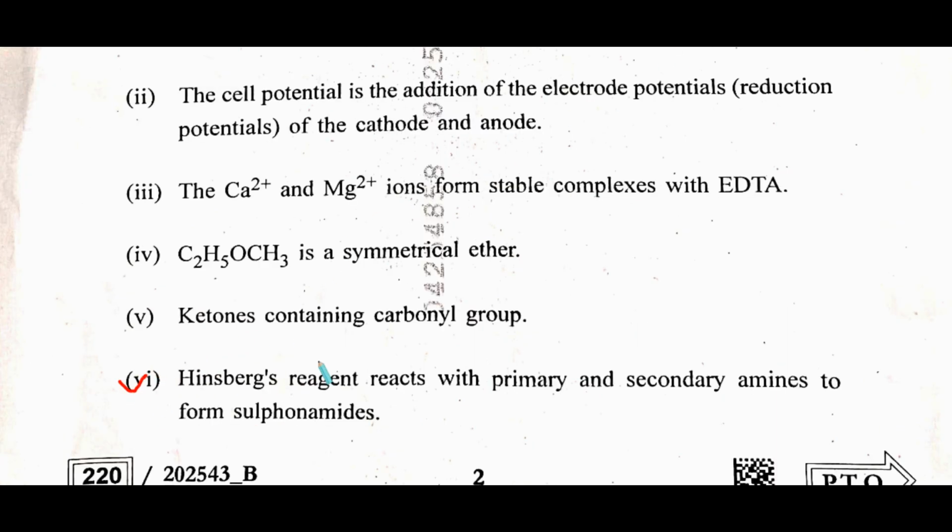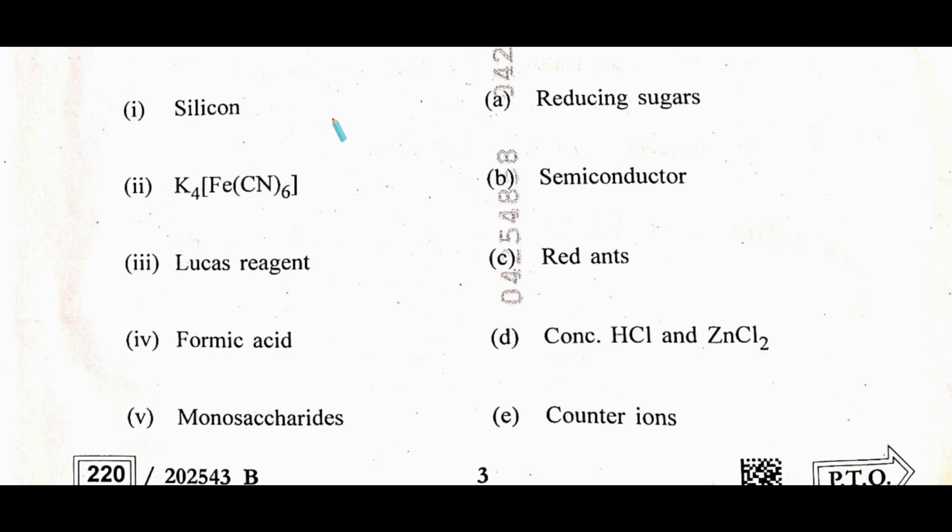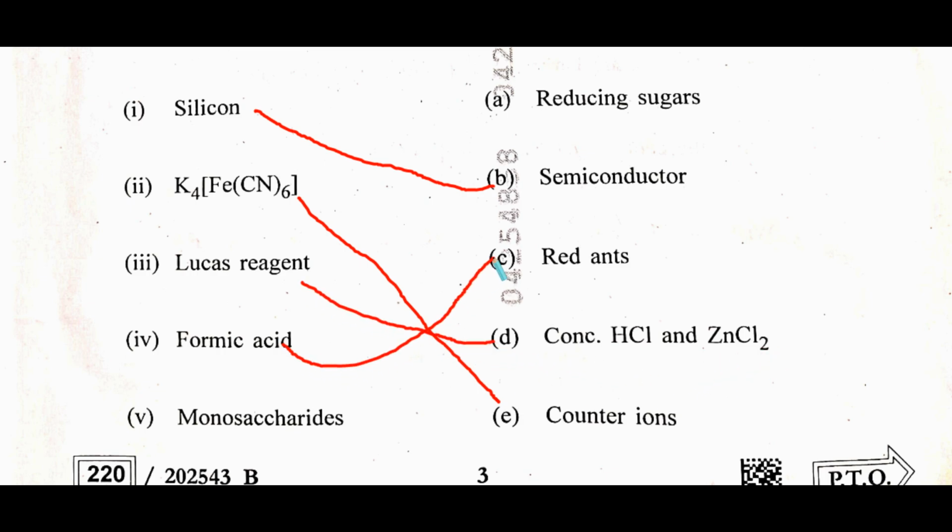Next is Hinsberg's reagent reacts with primary and secondary amines to form sulfonamides. It is also true. Now the question is match the column. Silicon, silicon is a semiconductor. K4[Fe(CN)6] is a counter ions. Lucas reagent, it is concentrated HCl and ZnCl2. Formic acid, red ants, monosaccharides, reducing sugars.